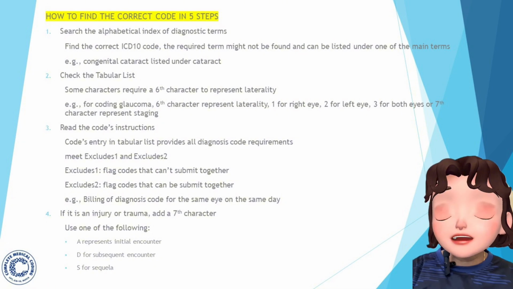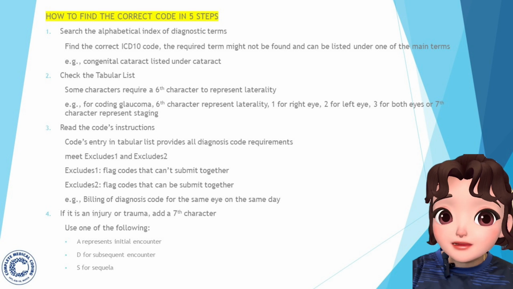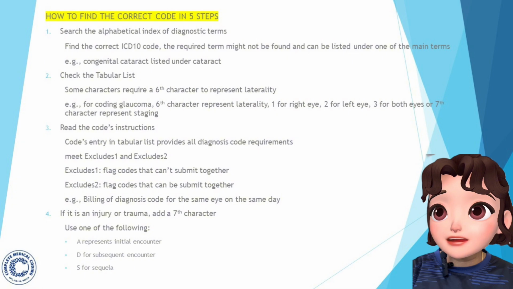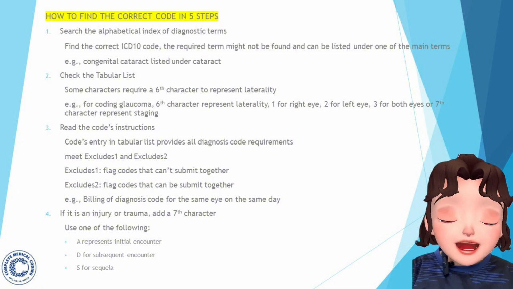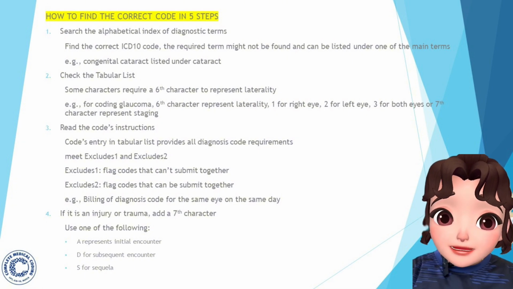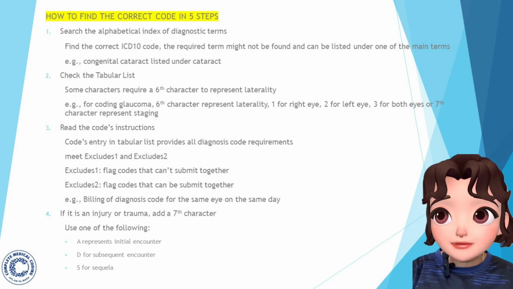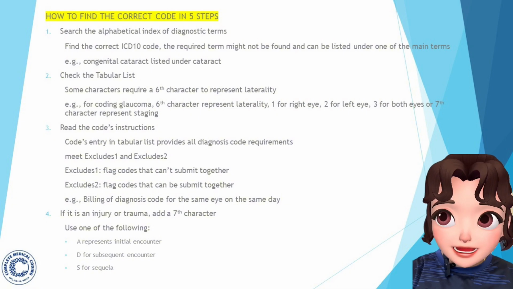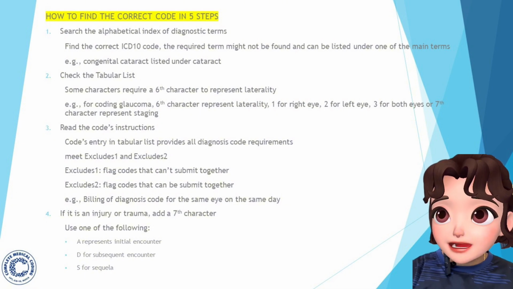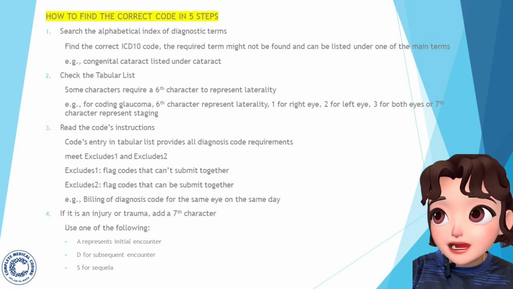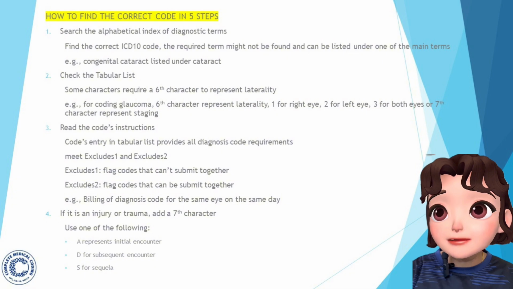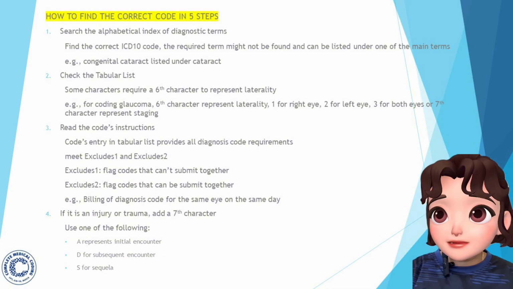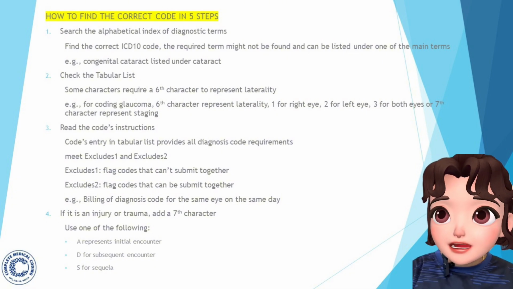Second point, check the tabular list. Some characters require a sixth character to represent the laterality, or the continuation of the procedure, whatever it is. For example, for coding glaucoma, the sixth character represents laterality. That means, for example, 1 for right eye, 2 for left eye, 3 for both eyes, or the 7th character represents staging. So the laterality is mentioned.